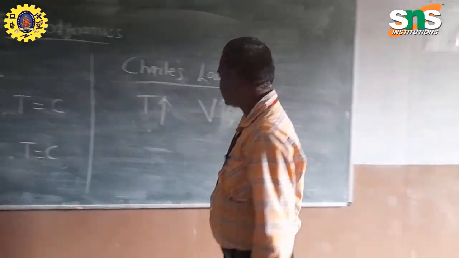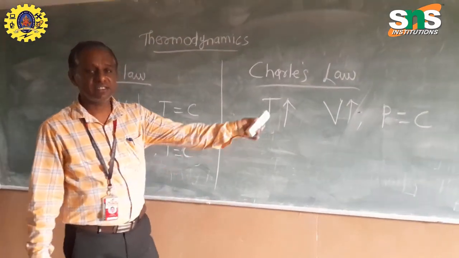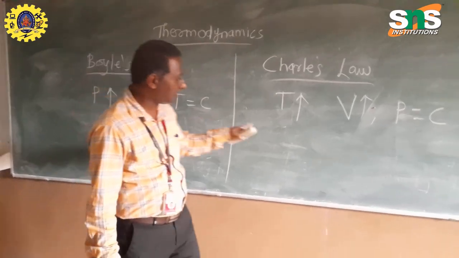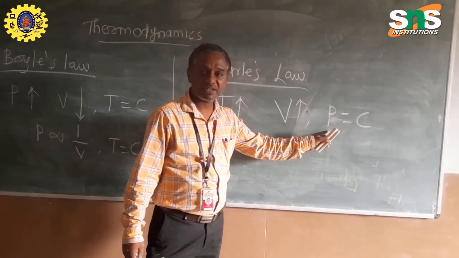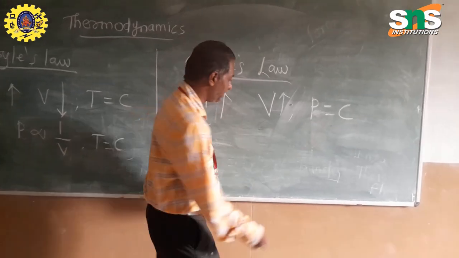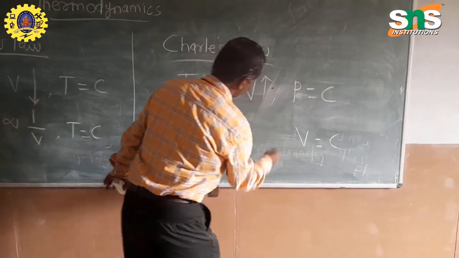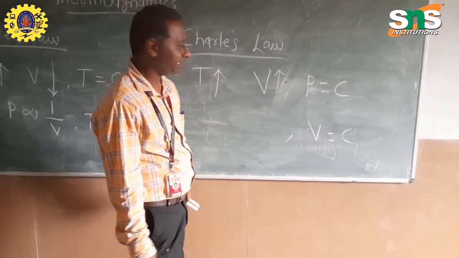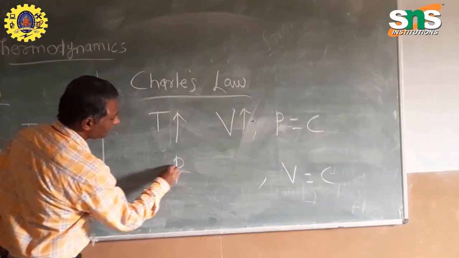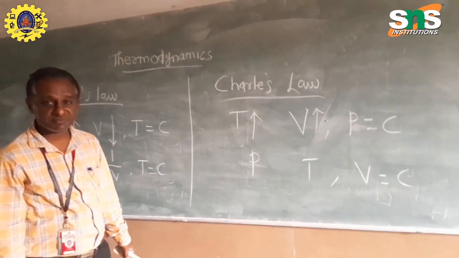Next, Charles Law is otherwise stated from another point of view. In Charles Law, we maintain the pressure constant. So there is another way: we maintain another parameter. Let's take volume as maintained constant. Then we have two things: one is pressure, another one is temperature.